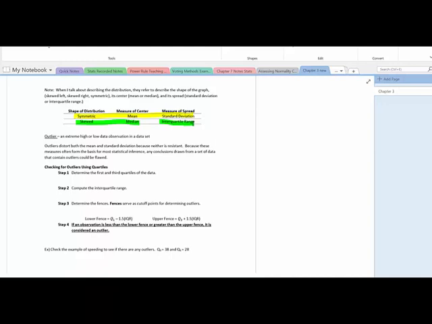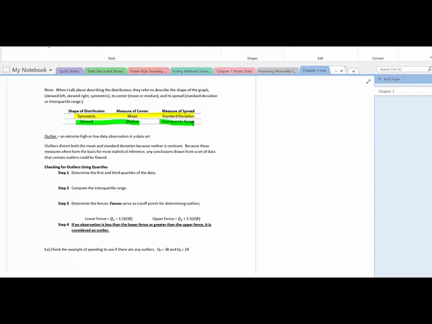Okay, next I want to talk about an outlier. This is an extreme, high or low data observation in a data set. So outliers distort both the mean and standard deviation because neither is resistant. Because these measures are often the basis of most statistical inferences, any conclusions drawn from a set of data that contains outliers could be flawed.